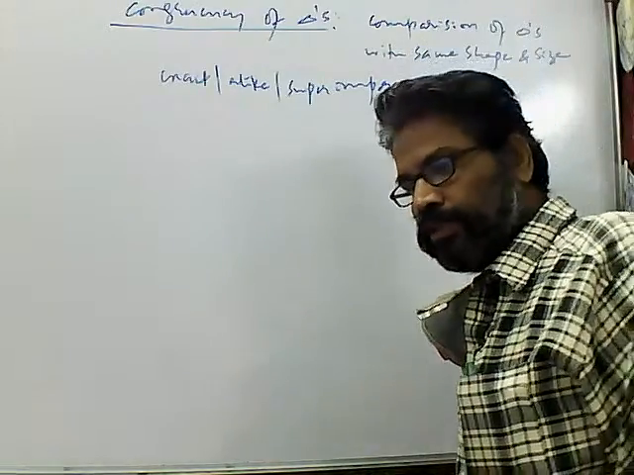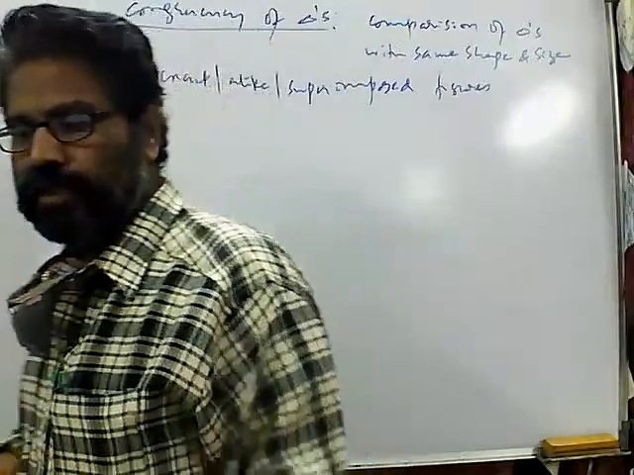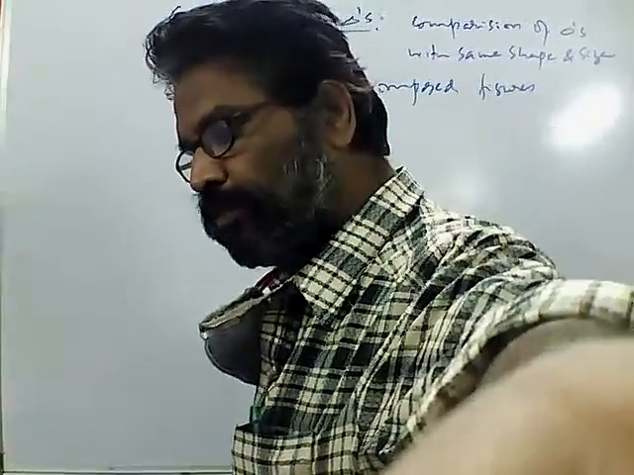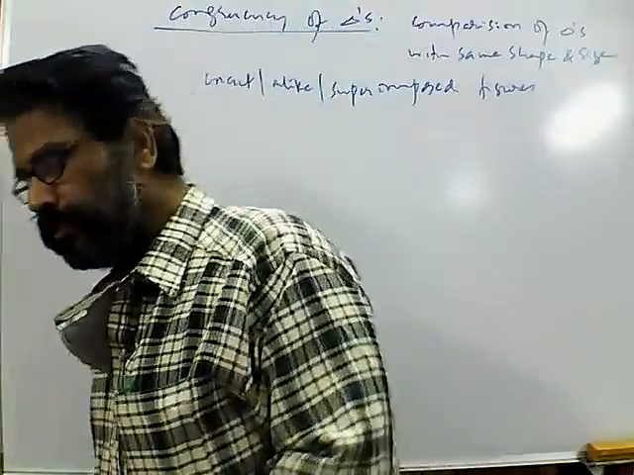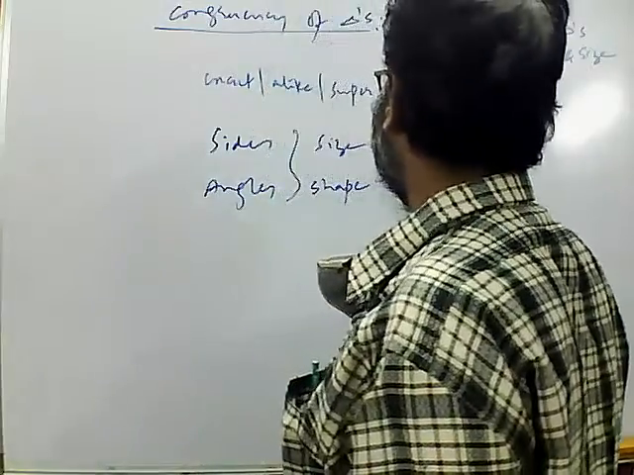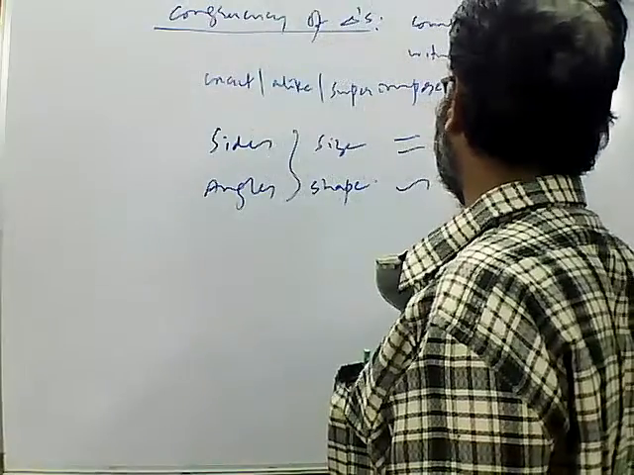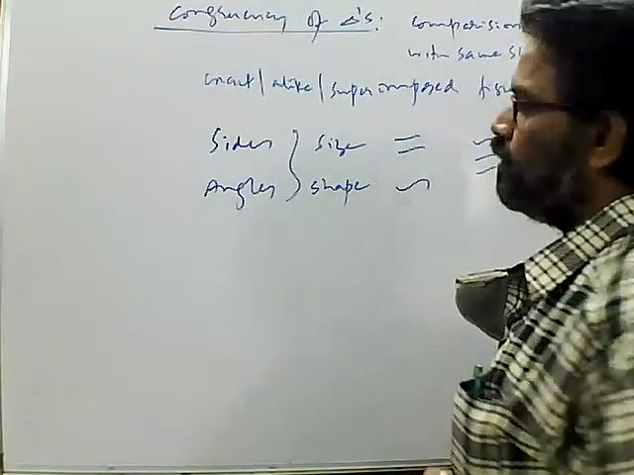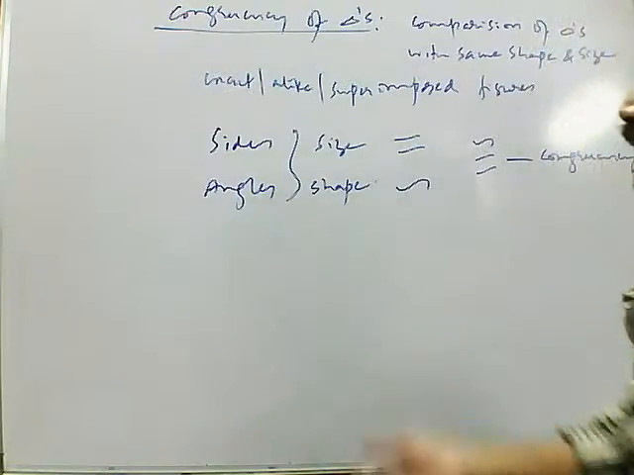How do we determine the triangle size and shape? Shape is with respect to angles, size is with respect to sides. So sides and angles, these two should be considered. Sides is size and angles is shape. Both are the same, so this is equality and this is similar. This is the congruency symbol. Already I discussed this part also. This is for your recap because there are sides and angles only.